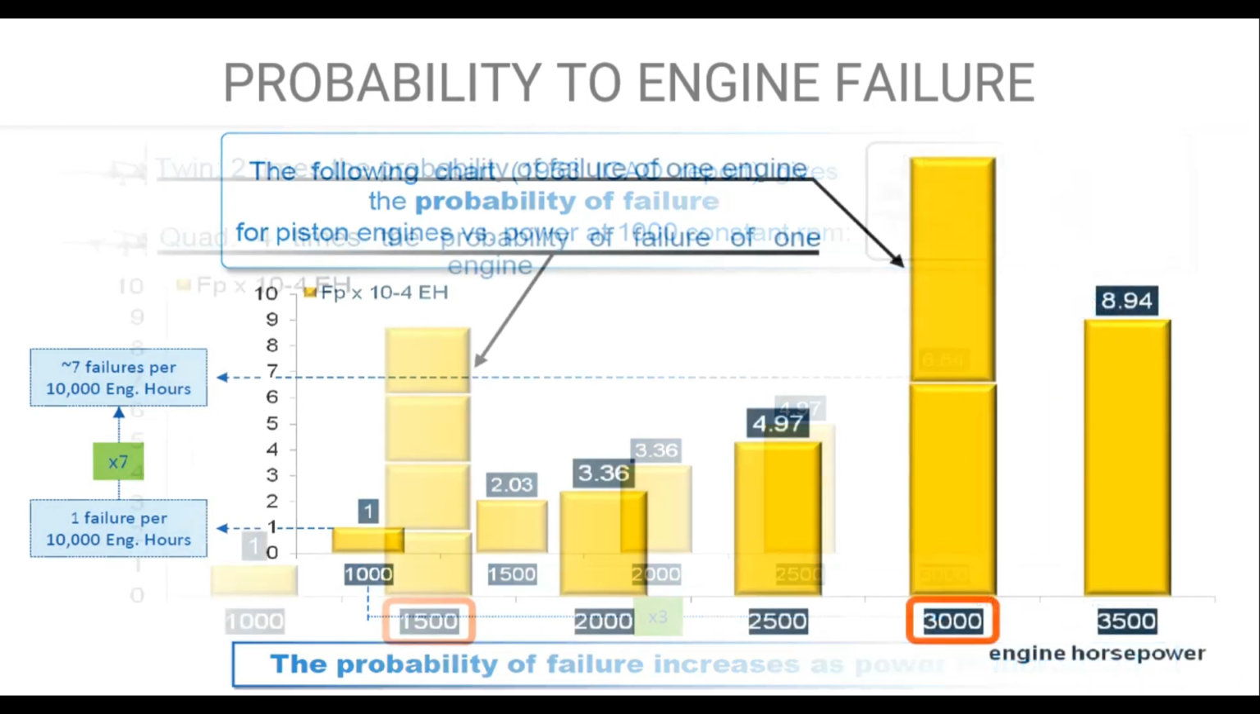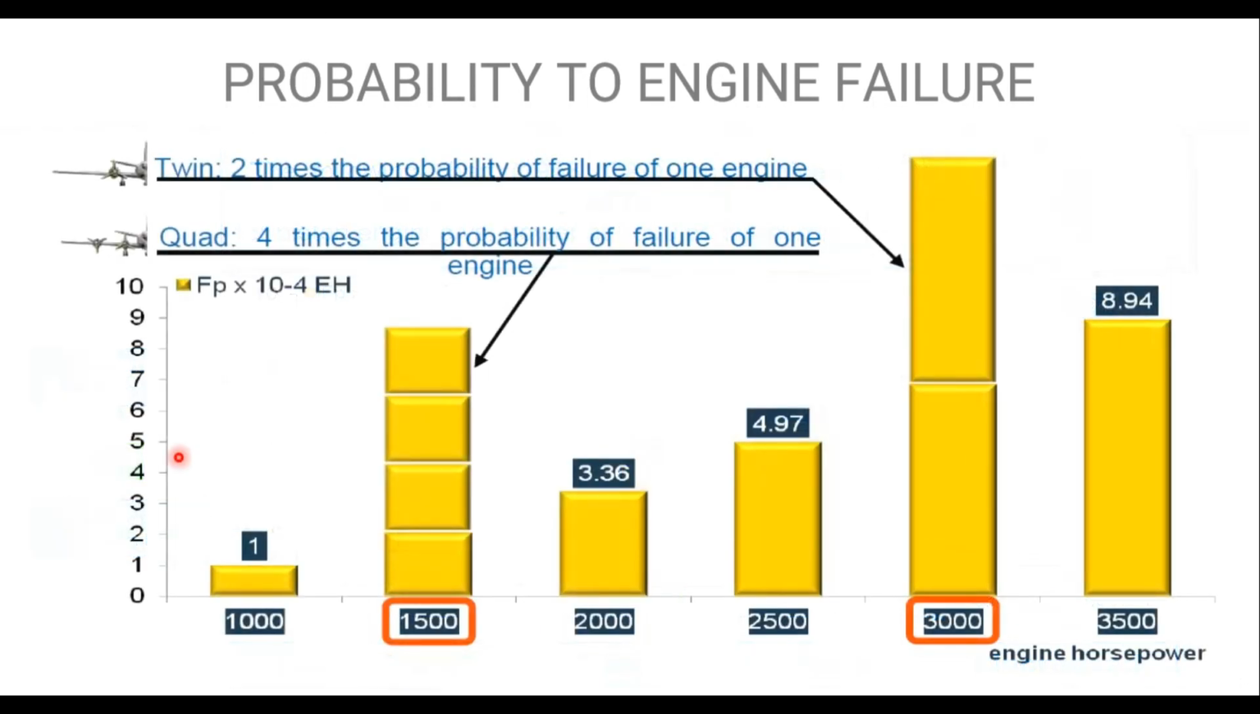And also, if I decide to put 2 engines on the aircraft versus 4 engines, let's say 4 engines with a total of 6,000 horsepower and 2 engines with a total horsepower of like 6,000 horsepower. So here in this red highlighted point, we have 6,000 horsepower, and here we have also 6,000 horsepower.